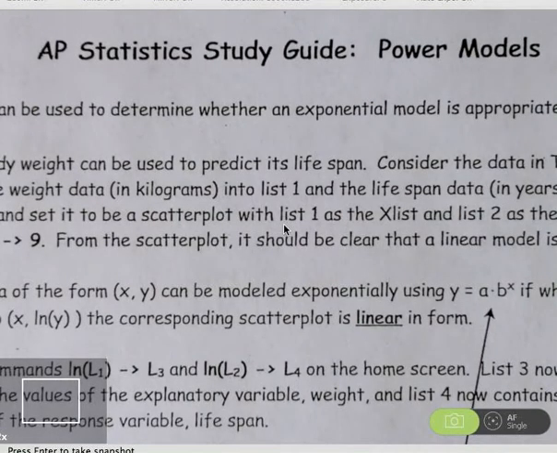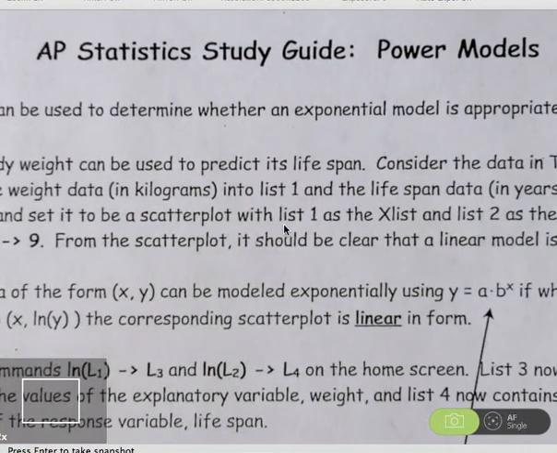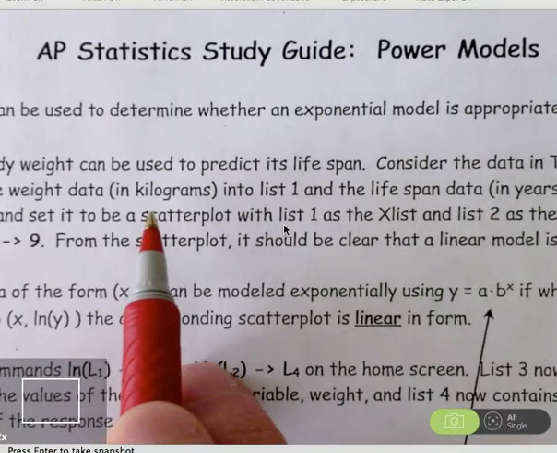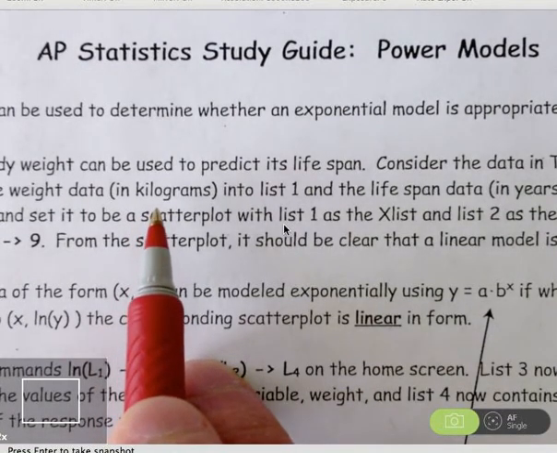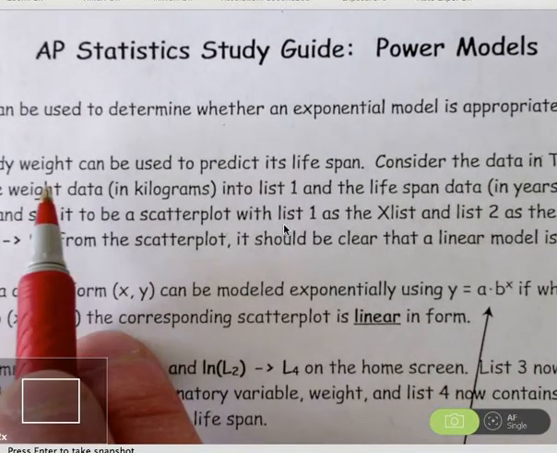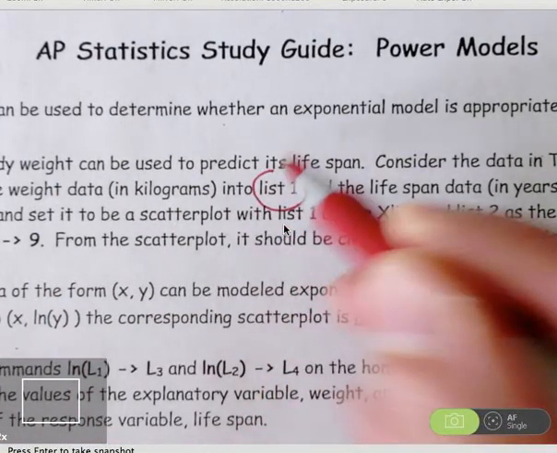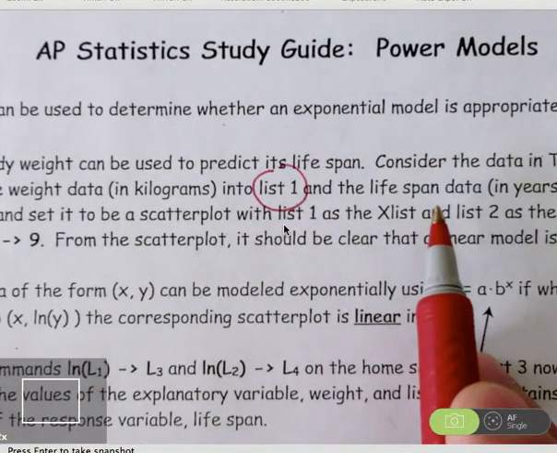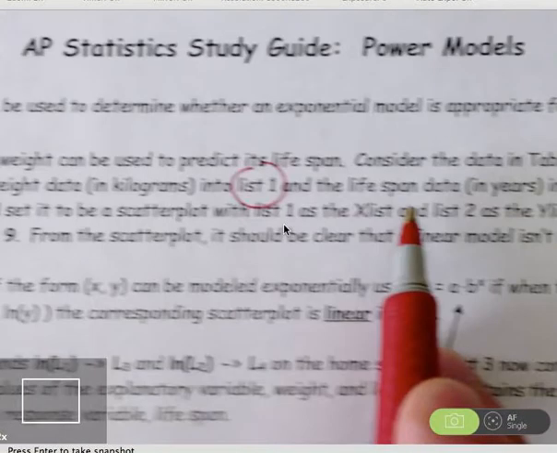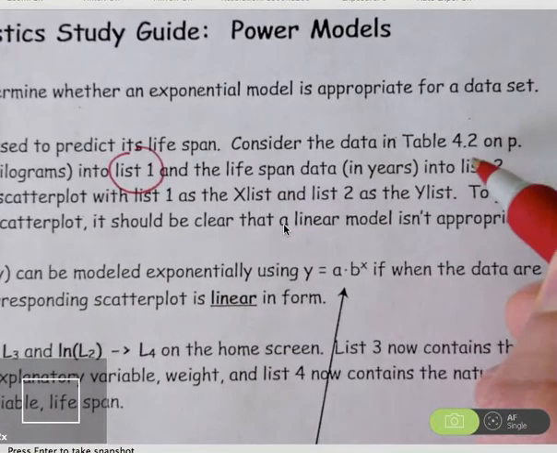Hi there. Here is how I would look at the Power Models study guide. First of all, I have the data already in the calculator. We are looking at, can you predict a mammal's lifespan from its body weight? I have the weight data in list 1. I have the lifespan data, that one is in list 2.